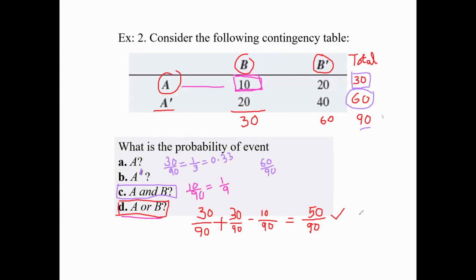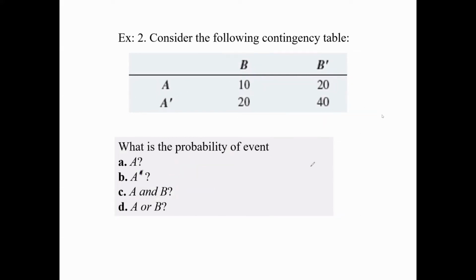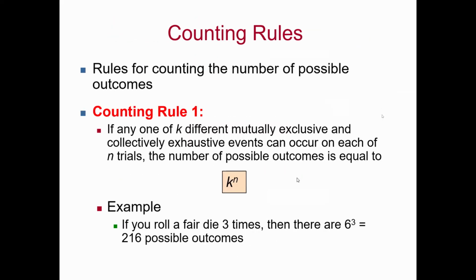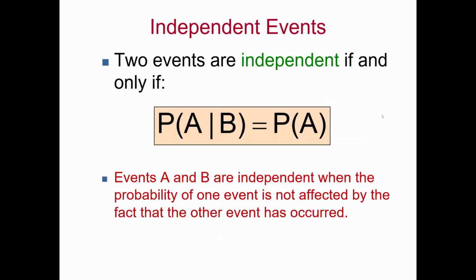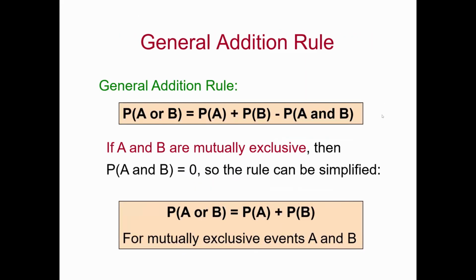Okay, I clear this, then how to get answer D. To get answer D, you need to apply the formula. So the formula is A or B, okay? So you need to apply this formula. So probability of A or B will be probability of A plus probability of B minus probability of A and B.